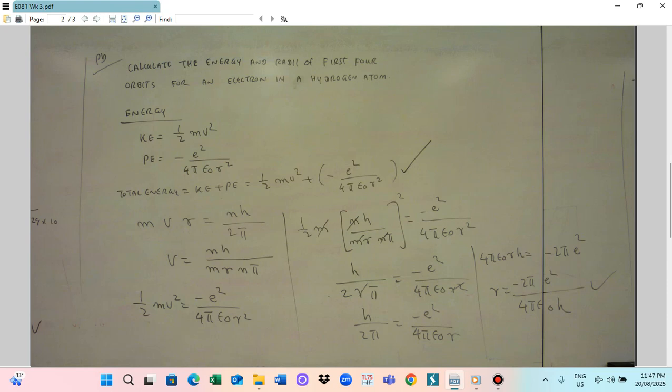So this is the velocity v. For the electrons, we can also use this equation: half mv squared is equal to minus e squared divided by 4πε0r squared. Here we substitute v as nh divided by mr, the whole squared, which equals minus e squared divided by 4πε0r squared. From that equation we can calculate the electron's radius.